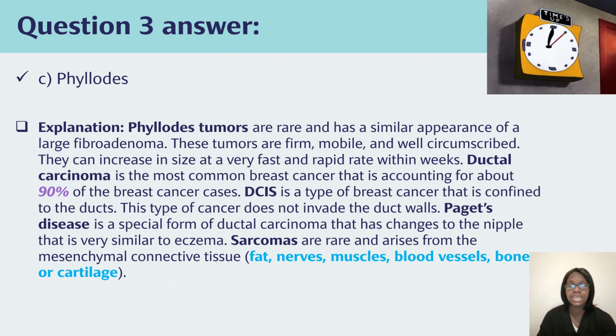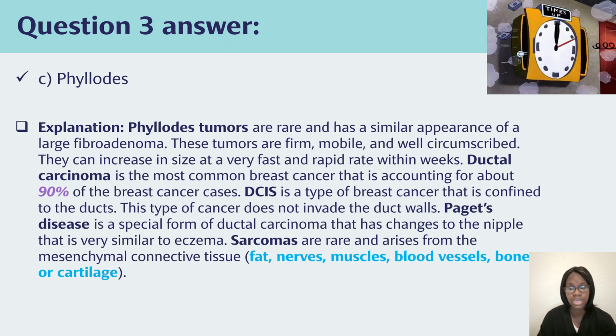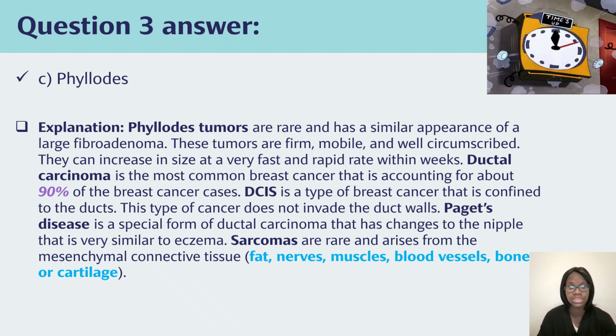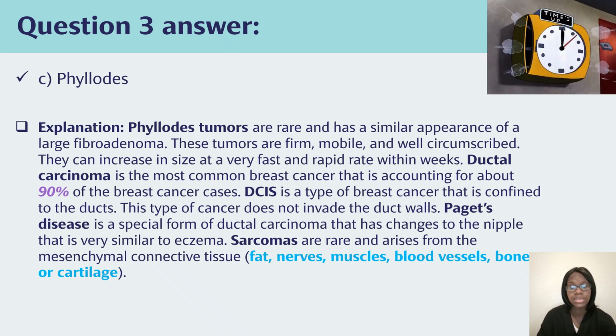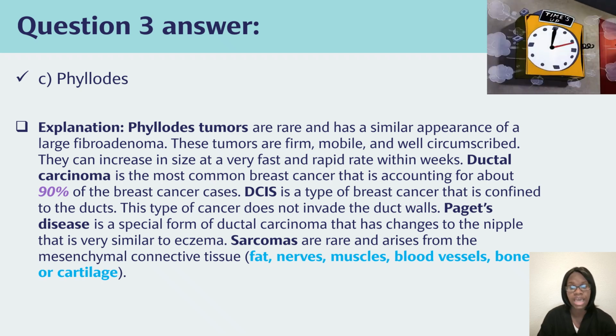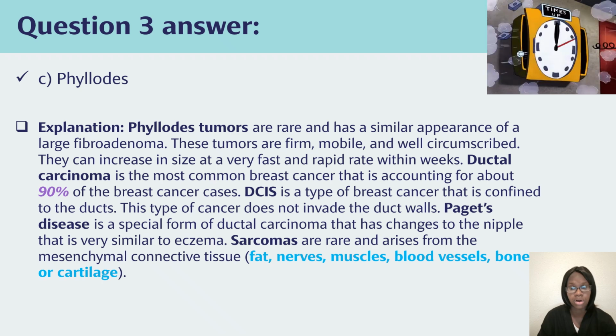So that's for eczema, but Paget's disease gives that eczema-like nipple change, like a rash or scaliness. Sarcomas are rare and arise from the mesenchymal connective tissue, such as your fat, nerves, muscles, blood vessels, bone, or cartilage.